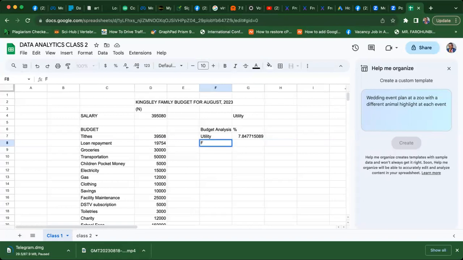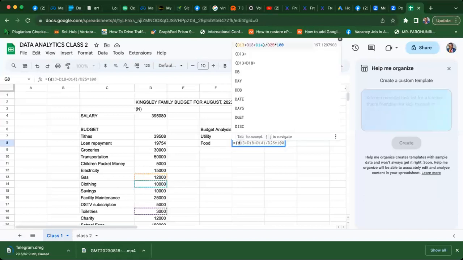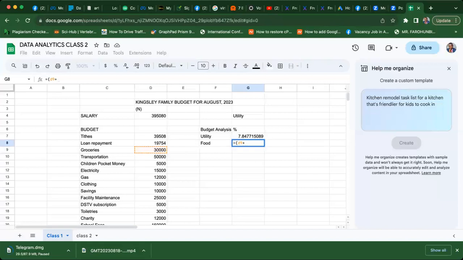So let's talk about food. What are the things that are in food? Equals, you open the bracket. Groceries. Where is grocery? That's D9. What again? Gas, we have captured gas. Toiletries. Which cell is it? D18. Plus what again? That's all, sir. Children, okay. Pocket money. That's D11.